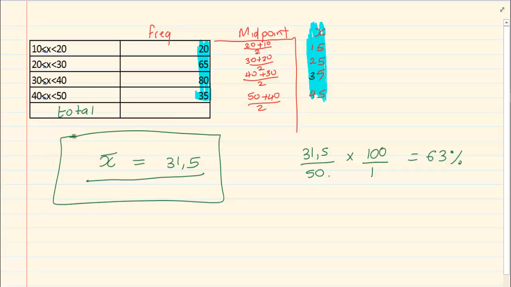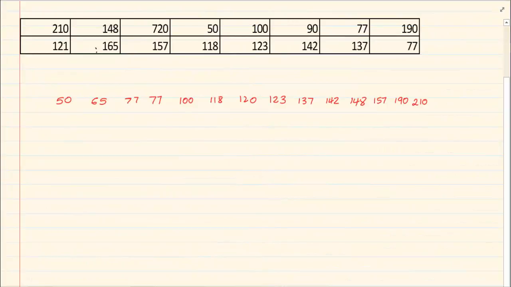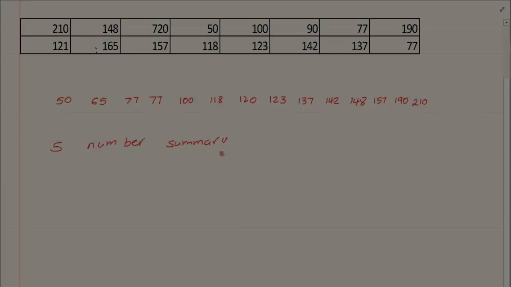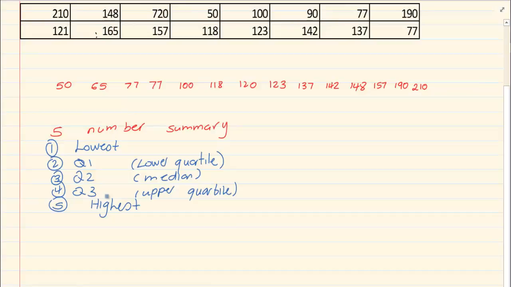Now let's go to the next thing. Alright, let us take the following data. What we are trying to do is the 5-number summary. The 5-number summary means number 1, we want the lowest value. Number 2, we want Q1, which is the lower quartile. Number 3, Q2, which is the median. Number 4, Q3, which is the upper quartile. And number 5, which is the highest number.